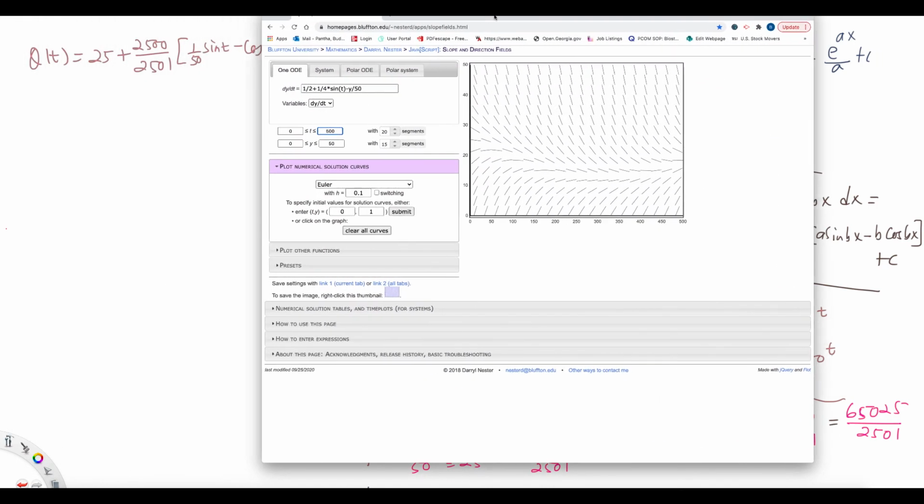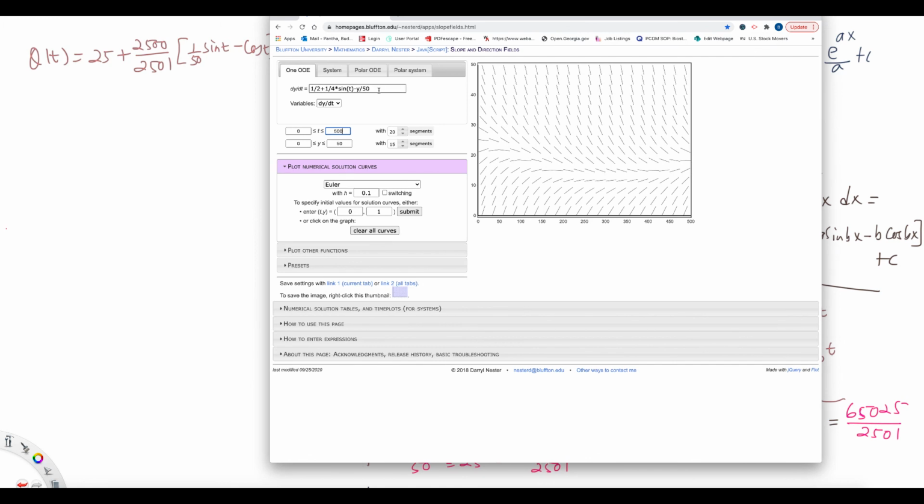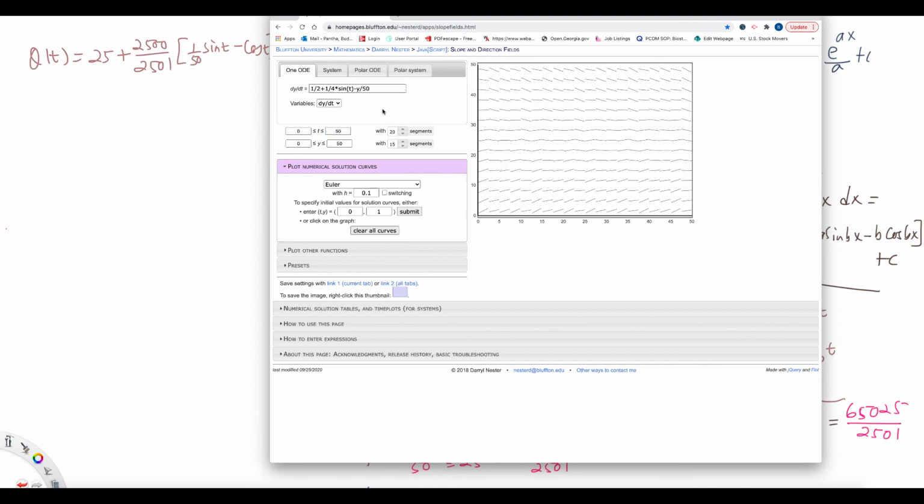So what I did is I entered the right hand side of the equation for dq over dt. Here y is basically the q in our problem. So this is 1/2 plus 1/4 times sine t minus y over 50, which is basically q over 50 in our equation. At the beginning, I tried between 0 and 50 for x and y, because what was our initial condition for y? It was 50, you see that? This is what it looks like.